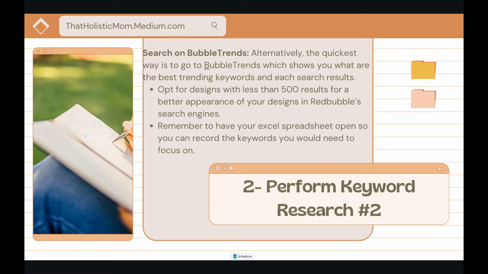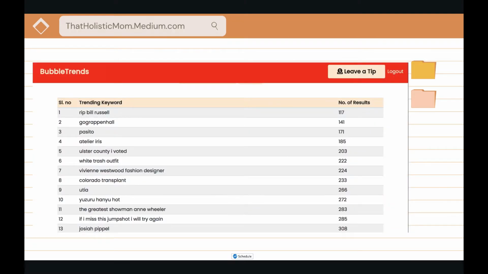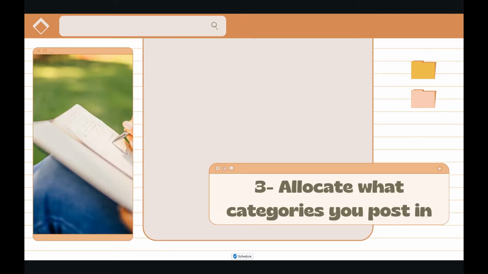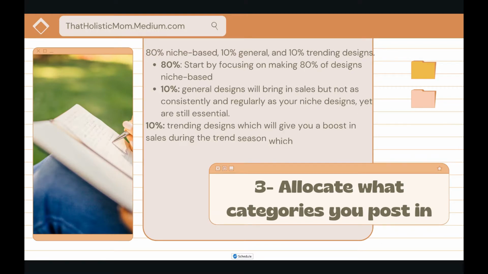And remember to have your Excel spreadsheet open so you can record the keywords that you would need to focus on. Step 3 is to decide what categories you post in.